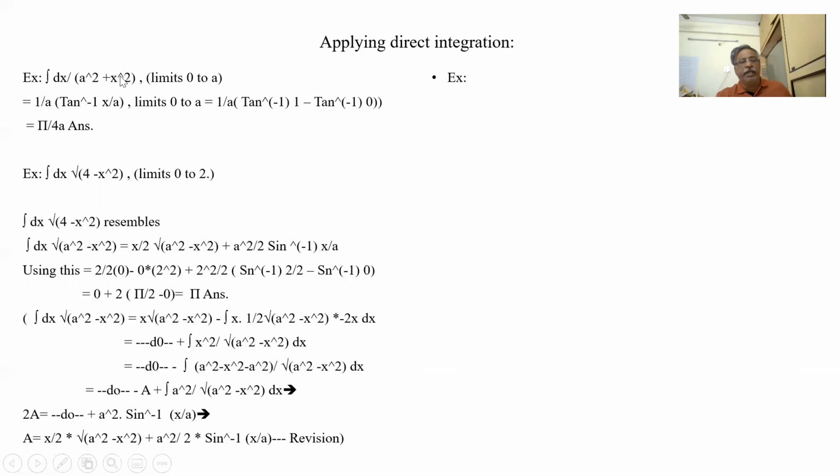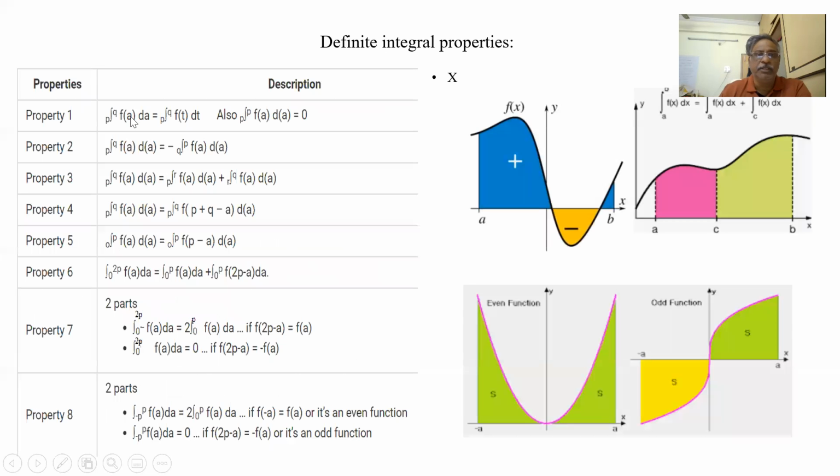So when I use x or t or y, it's all same. Integral f of t dt, f of a dA, f of x dx, all are same within the same limits. So the variable can be represented as x, t, or y, and the answer will be same. This is the meaning of this formula.